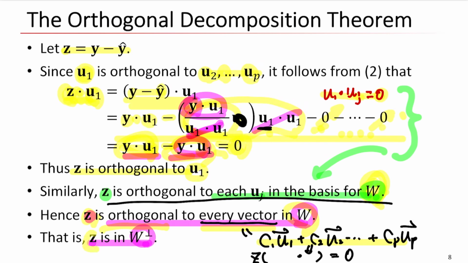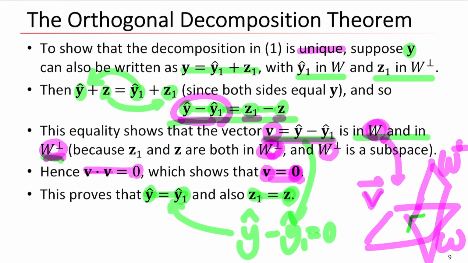So that is in the perpendicular space of the W space, right? And how can I prove the uniqueness of this representation? Let me say there is another representation, y hat 1 plus z1, something like this. Then we can get this formulation, right? And because y hat minus y hat 1 is in W, and not only in W but also in the perpendicular of W, right?